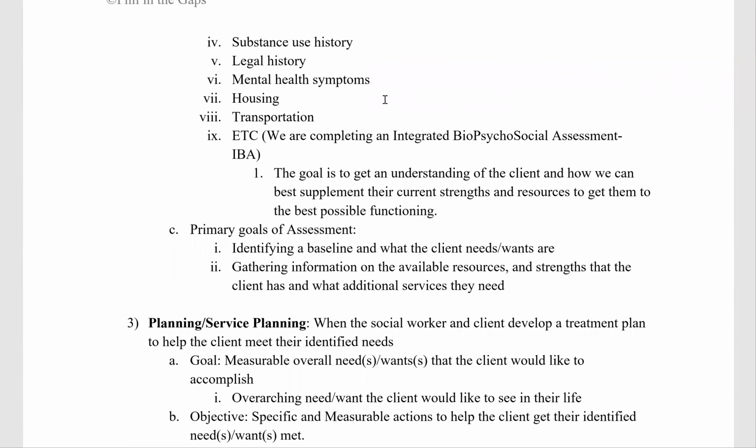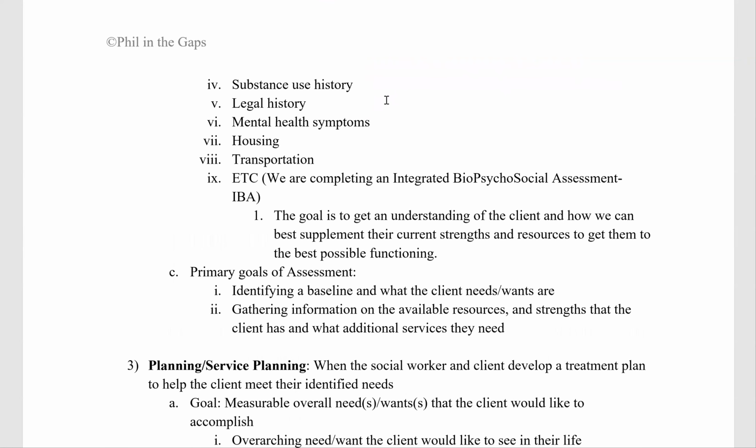Stuff like that. We're looking at the substance use history. Have you utilized alcohol and drugs in the past? Are you currently utilizing alcohol and drugs? Just to gauge what in particular they're coming in with, so that way we can be aware of it. Do they have any legal histories? Do they have current legal problems, etc.? Do they have any mental health symptoms? If so, what mental health symptoms do they have? Do they have any risk factors? Do they have protective factors?